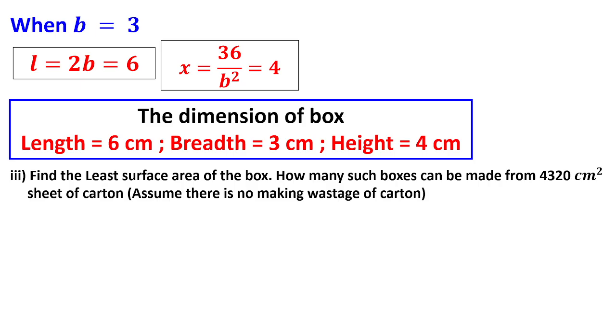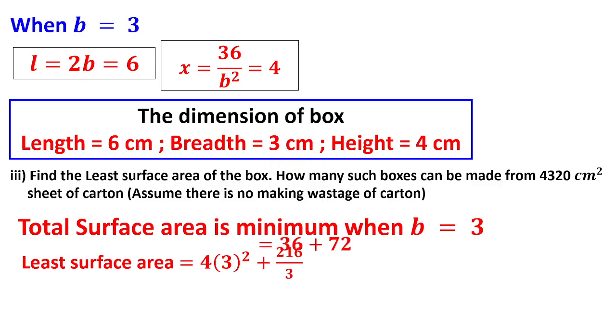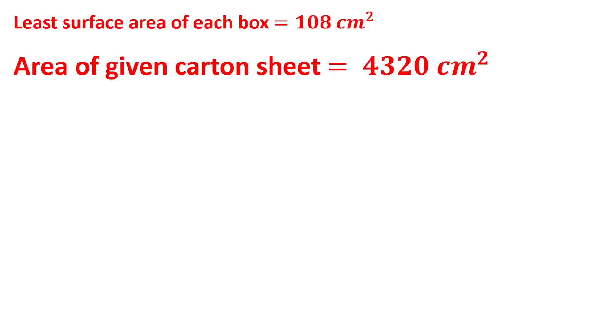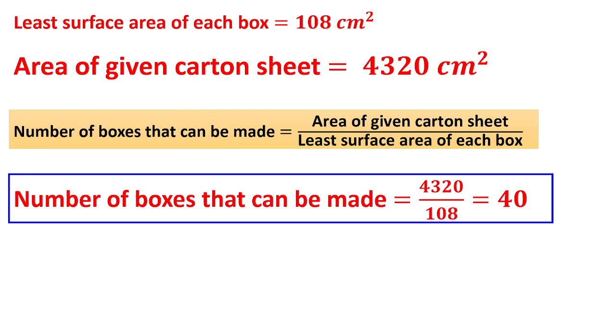Let us go to the third subdivision. Once again, that is the R part. Find the least surface area of the box. Because when B is equal to 3, the surface area will be least. How many such boxes can be made from a 4320 centimeter square sheet? Now total surface area is minimum when B is equal to 3. Therefore, this is the formula we have already seen, 4B square plus 216 by B. But we are substituting and we got it as 108. Now there is a formula. Area of the given cardboard sheet is 4320. Number of boxes will be the area of the given sheet divided by the surface area of each box. It will become 4320 divided by 108, which is 40. 40 boxes can be made.